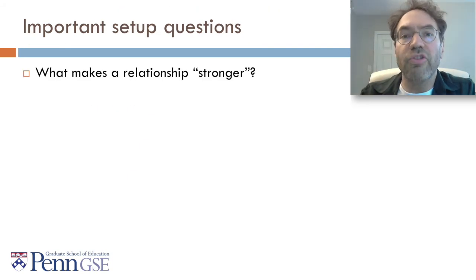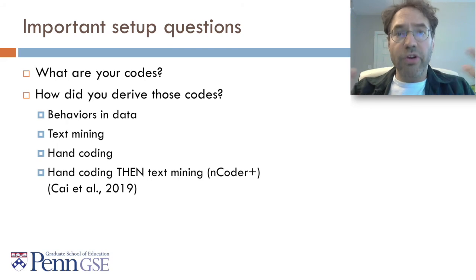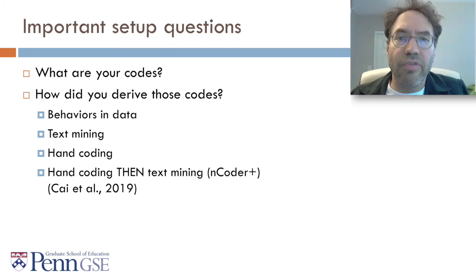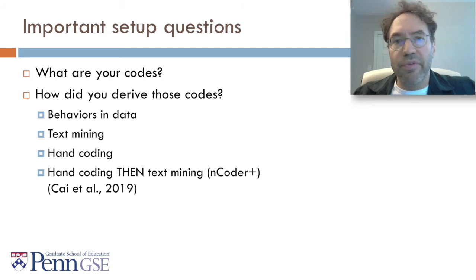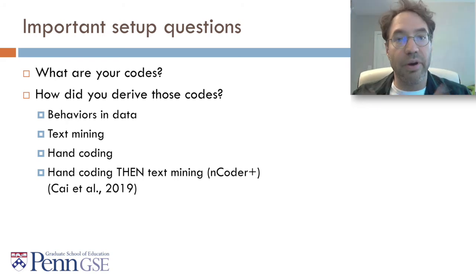Now, there are a lot of questions you have to answer when you're setting up an epistemic network analysis, such as what actually makes a relationship stronger? A second key one is, what are your codes? And how did you derive those codes? People have done ENA from a variety of types of codes. Behaviors in data, like for example, the Karumbaya example we saw earlier today, text mining, hand coding, like the Barony and Foster example we saw, hand coding and then text mining using Kai et al.'s Encoder Plus package. There's lots of ways that people come to these codes.